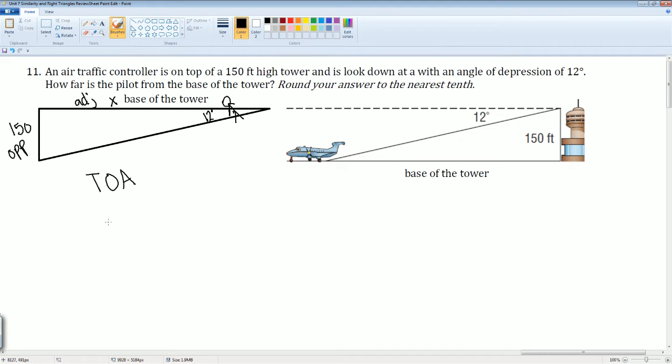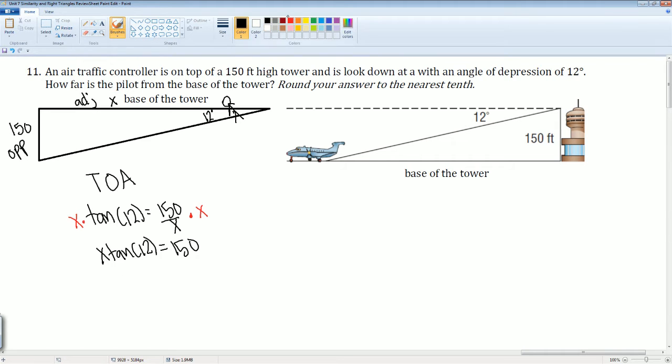This allows us to set up the trig ratio. We can write tan 12 is going to be equal to our opposite, which is 150, divided by our adjacent, which is X. Our goal is trying to get X alone, so we can cross multiply. So you're going to multiply by X to both sides. You get X tan of 12 is equal to 150.